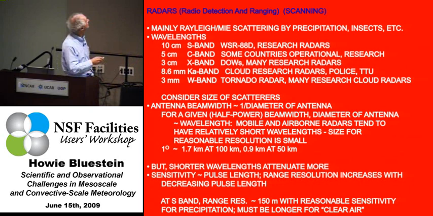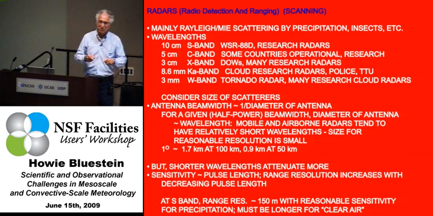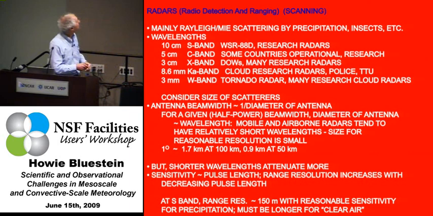You get down to 3 millimeters, W-band, that's a tornado radar, and we've been using one of these from the University of Massachusetts. This radar has a very, very narrow beamwidth, but it attenuates severely. If you take it near a tornado and there's rain, you don't see very far. You need to consider the size of the scatterers.